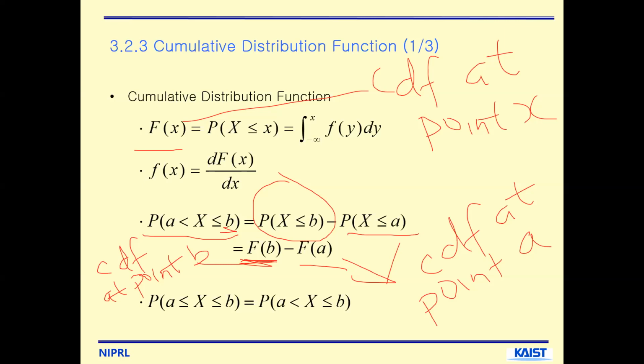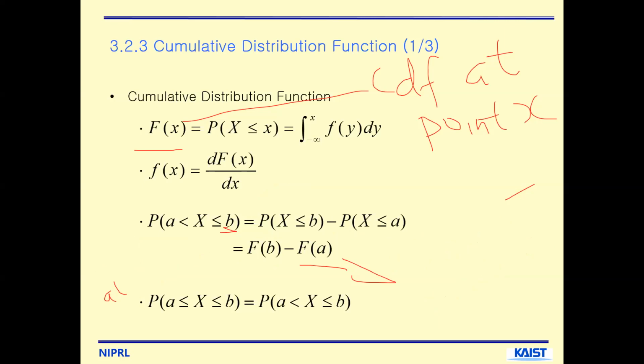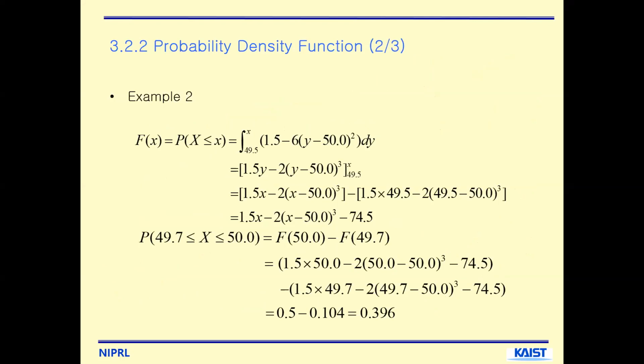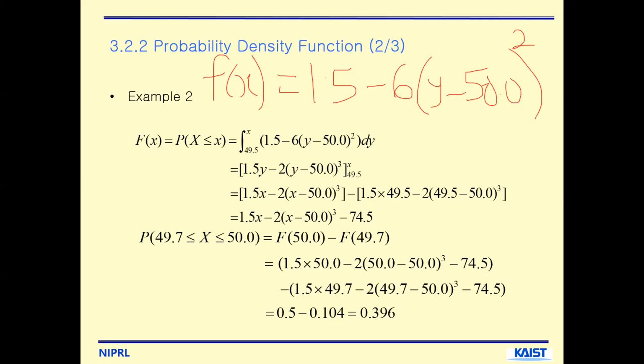So the next thing I'm going to do right now is, given the function you were given initially, don't forget you were given f of x equal to 1.5. I'm going to write that. You're given f of x equal to 1.5 minus 6 times (y minus 50.0) squared. This is what we were given.